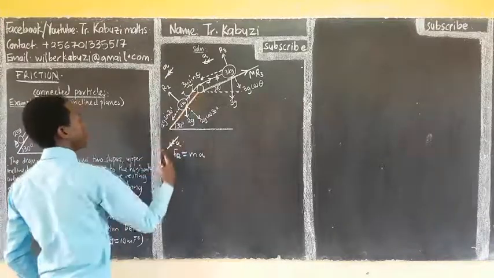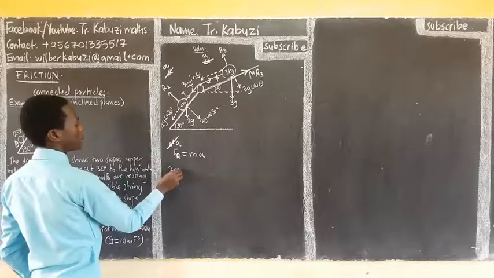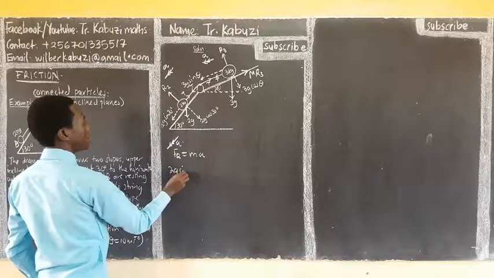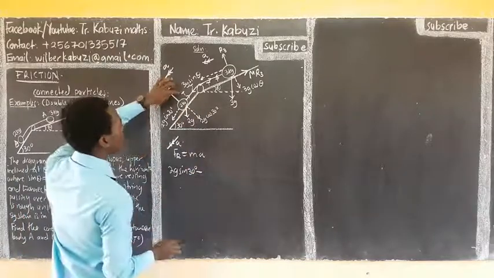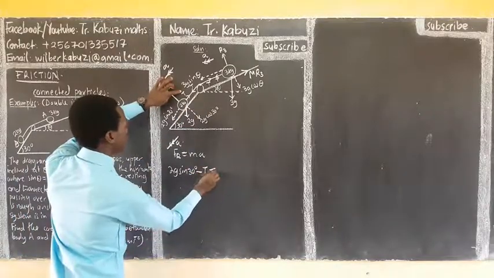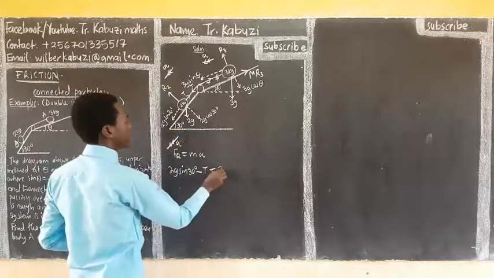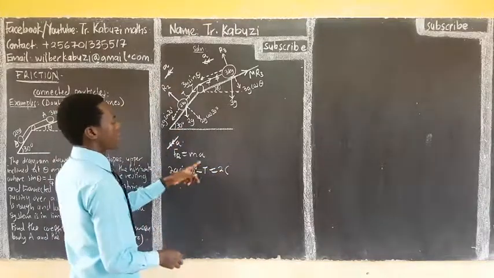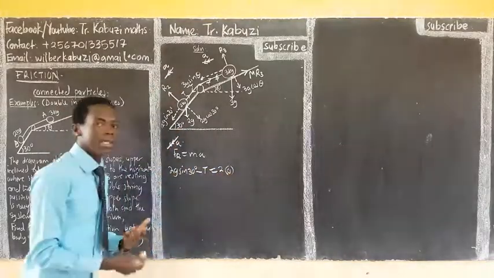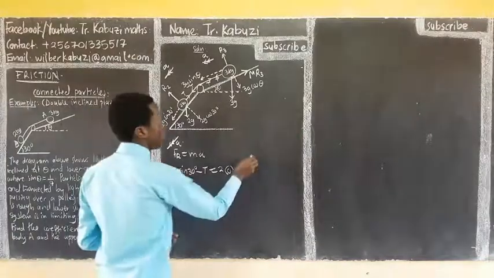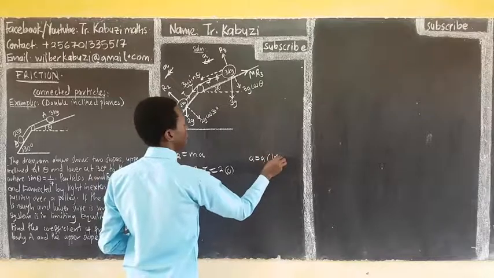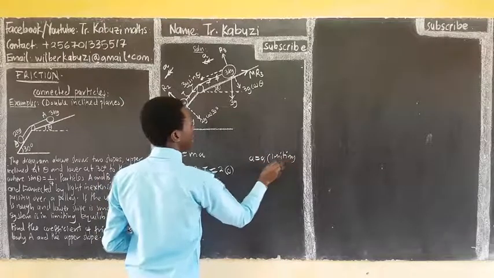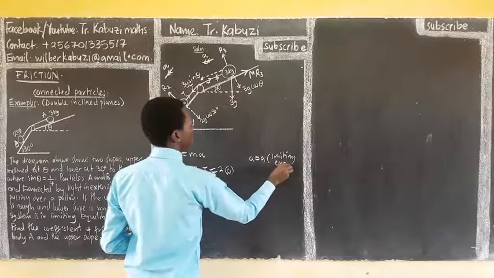Now pushing downwards we have 2g sine 30 degrees, then minus, it is opposed by this T, equal to the mass which is 2, times the acceleration, which is 0 because the body is in limiting equilibrium. a is 0 because the body is in limiting equilibrium.